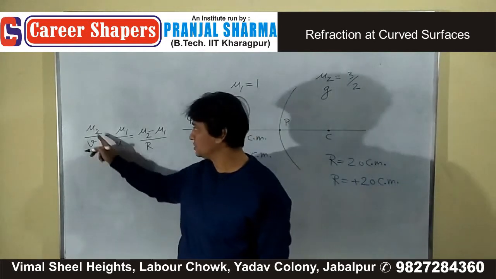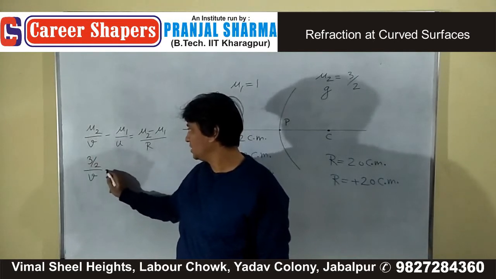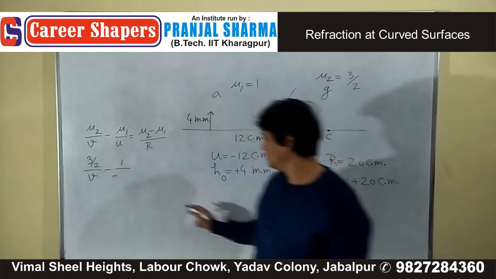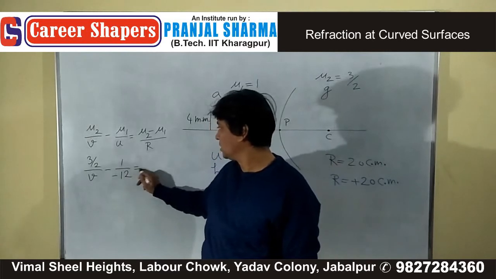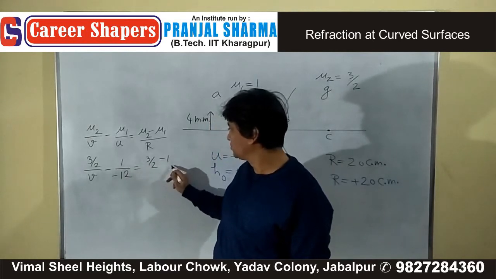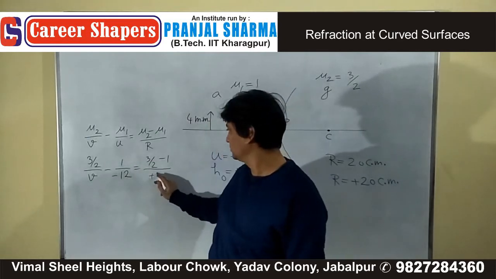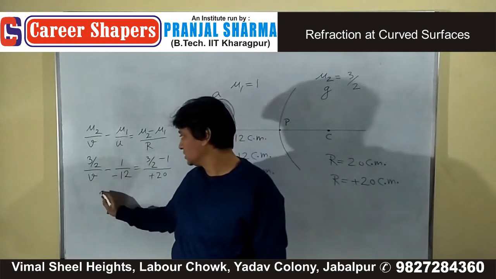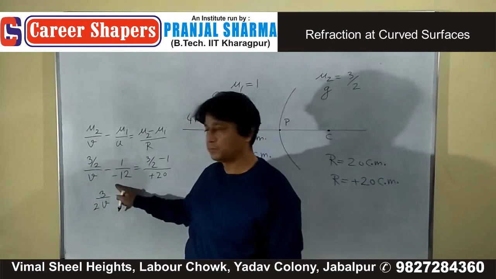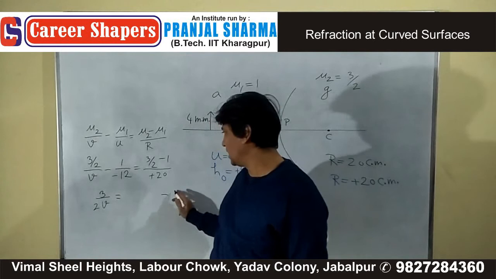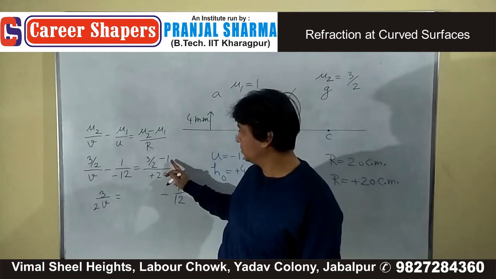Now let's put all these values. Mu2 is 3 by 2 divided by V minus mu1. U is already known, minus of 12. Mu2 minus mu1 divided by R, which is plus of 20. This becomes 3 upon 2V, which is plus, shifted this side, 1 upon 12. 3 by 2 minus 1 is 1 by 2, 1 by 40.